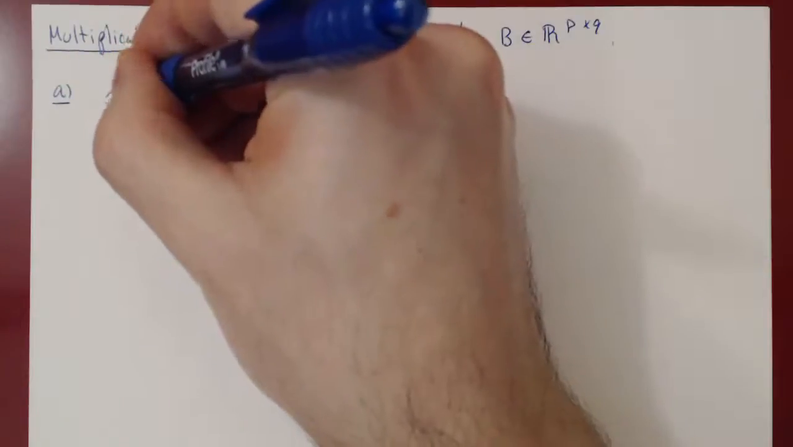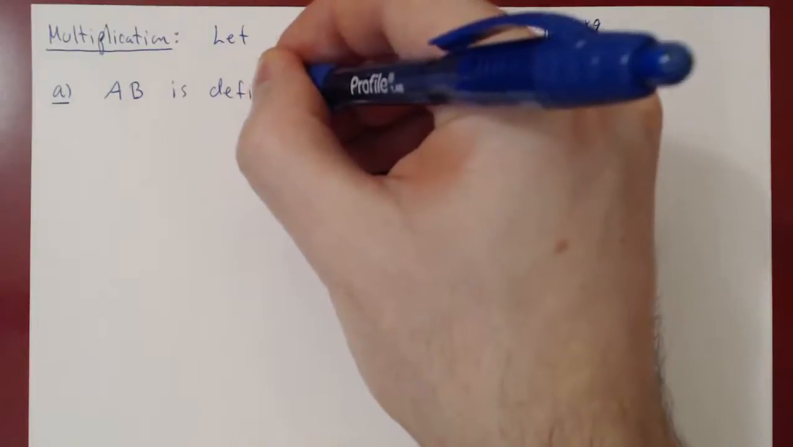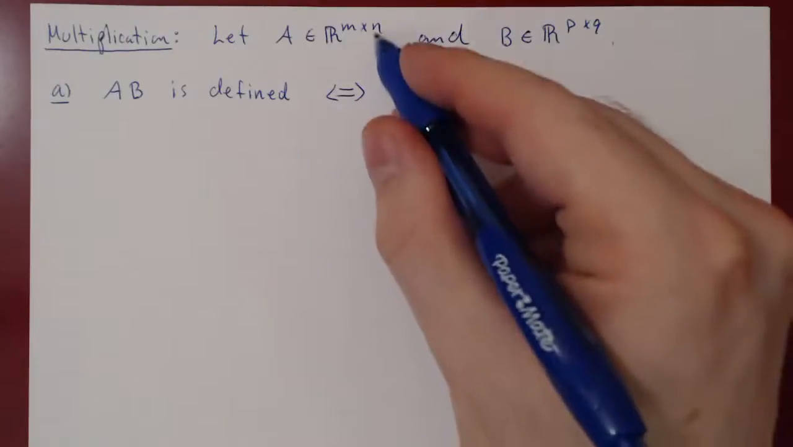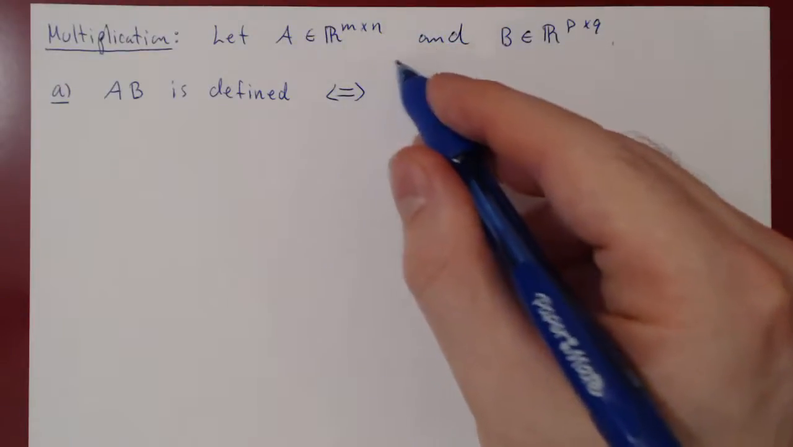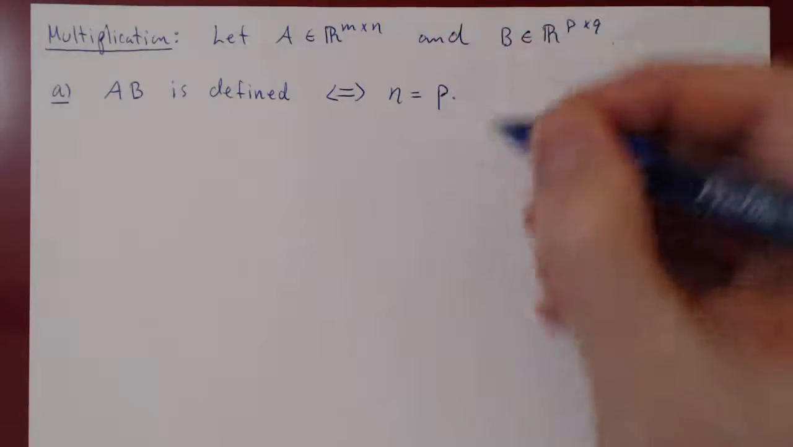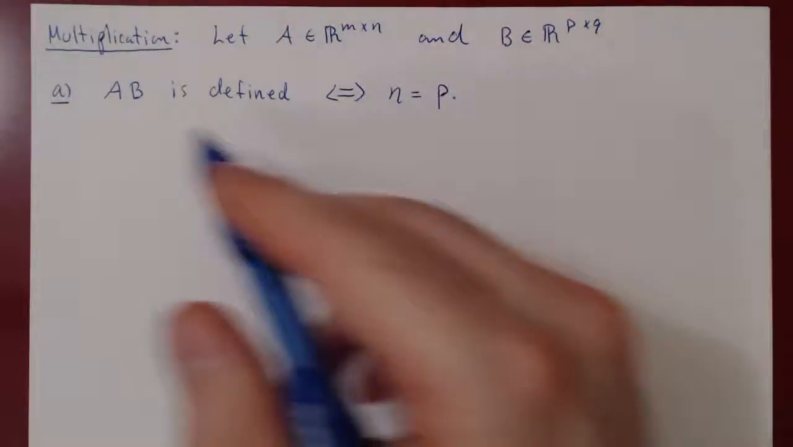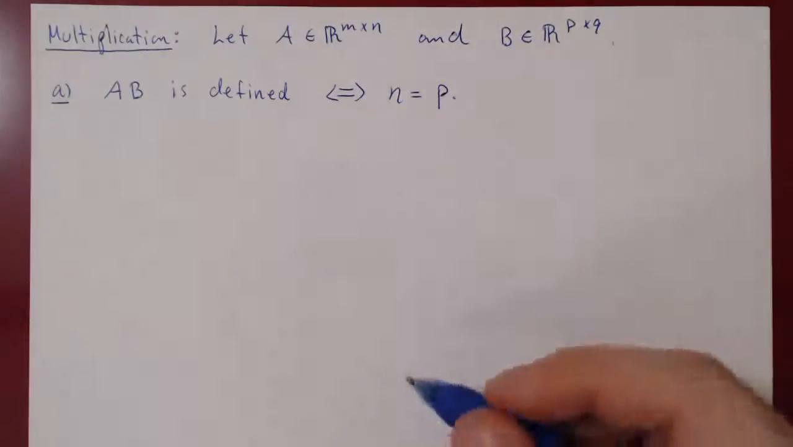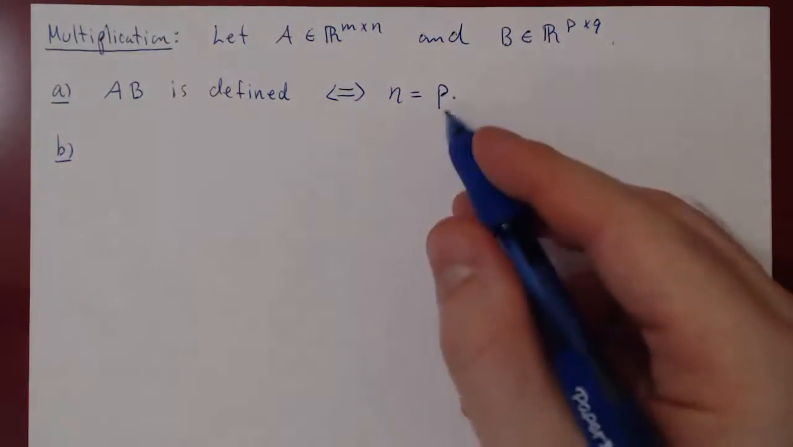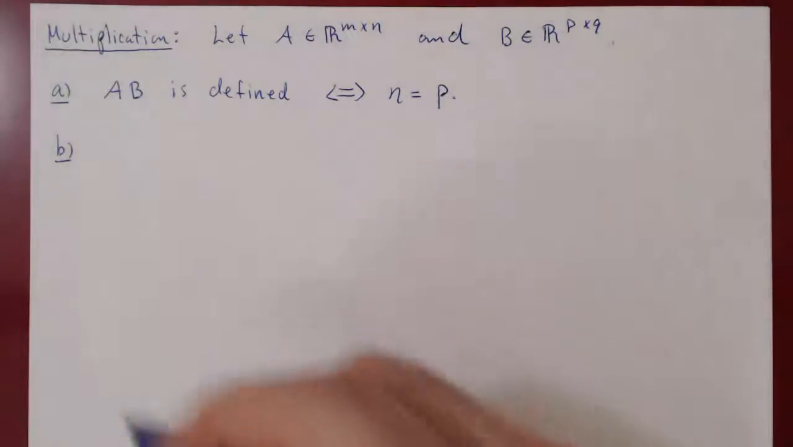So we can multiply A and B. A times B is defined if and only if the number of columns of A equals the number of rows of B. So if n does not equal p, A times B does not exist. But if n equals p, then A times B is defined. Now part B, the question is, if n equals p, what is the size of AB first, and then how do we compute its entries?